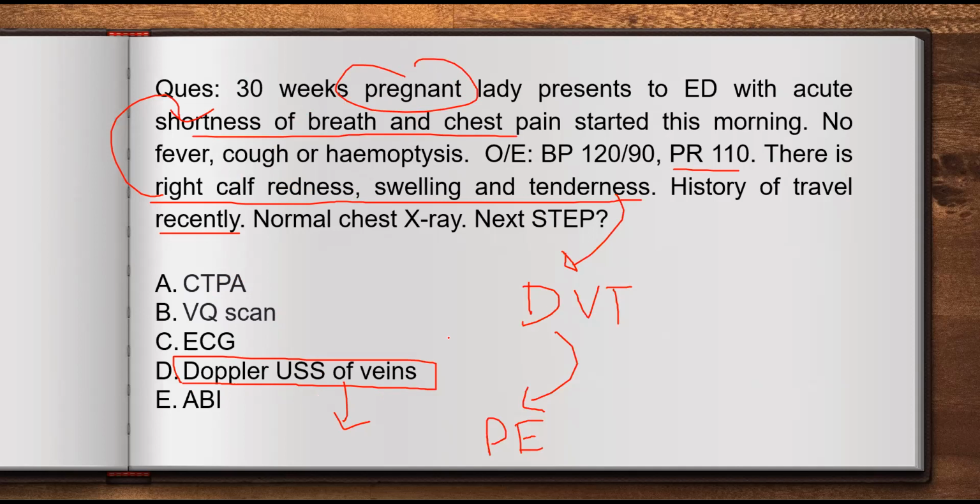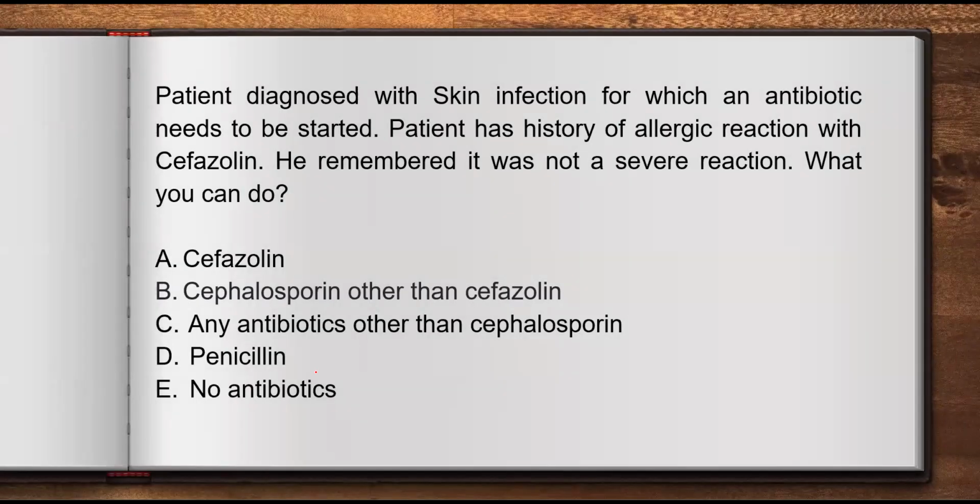This is like the Wells criteria, more than, I think, 9. So this is definitive, you can say. So you just do a Doppler ultrasound and that's all that you need to do for diagnosis. Very important, guys. You need to always read the question properly. Otherwise, you will miss this. Let's move on.